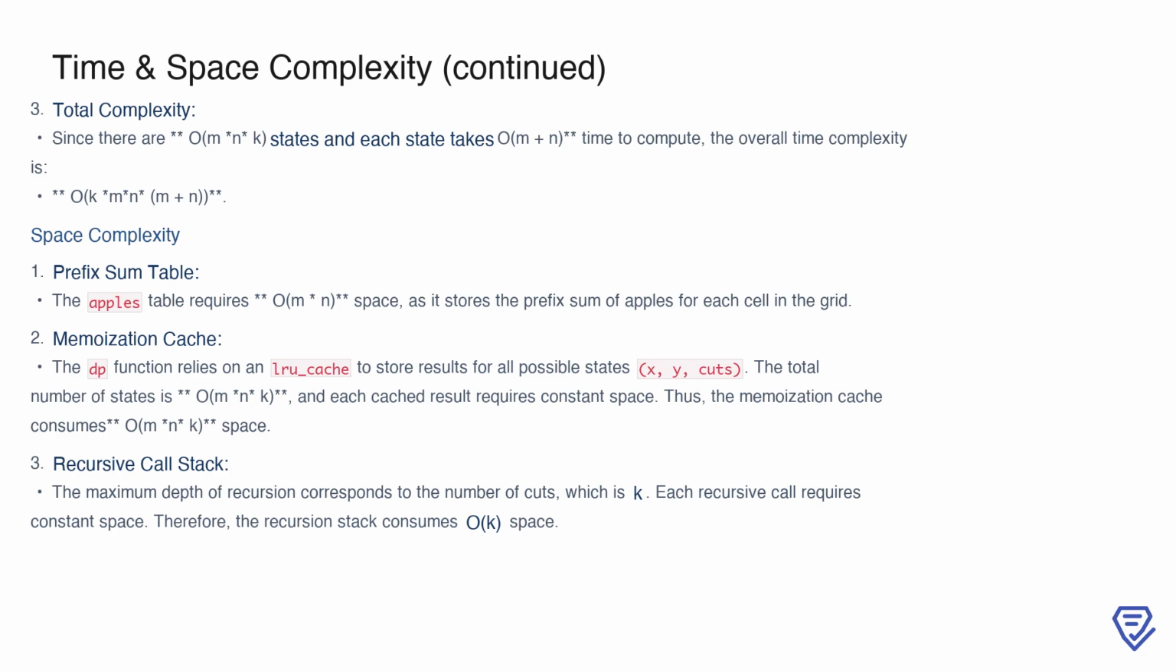The second component is the memoization cache used by the dp function. This cache stores results for all possible states, x, y, cuts, and since there are O(m*n*k) states, the cache consumes O(m*n*k) space. Finally, we account for the recursion stack. The depth of the recursion depends on the number of cuts, which is at most k. Each recursive call takes constant space, so the recursion stack requires O(k) space. These components together contribute to the overall space complexity.